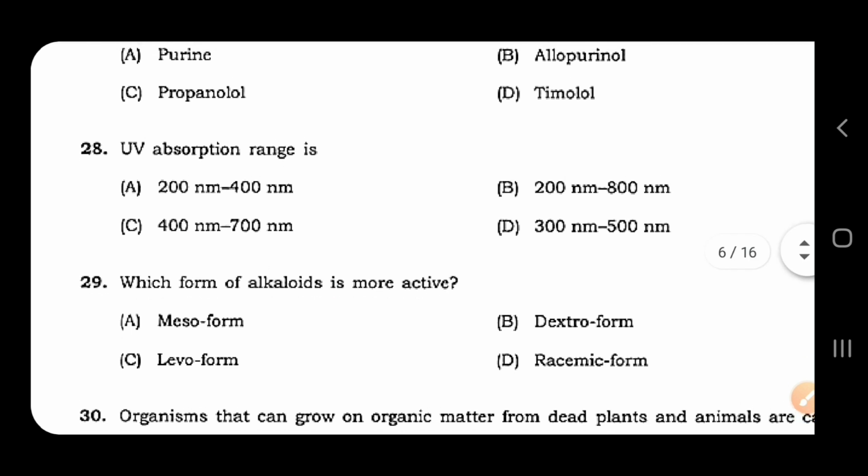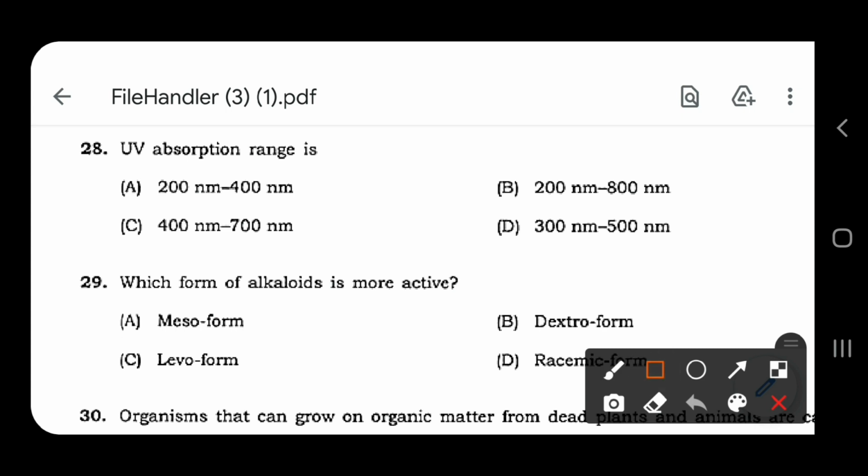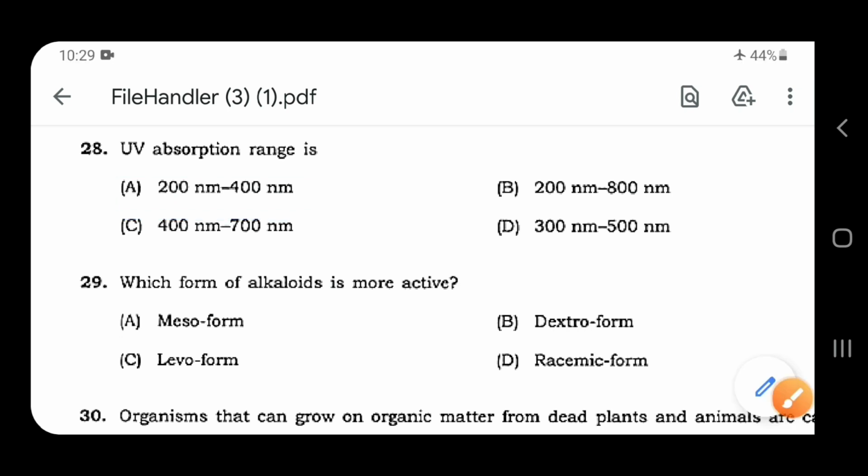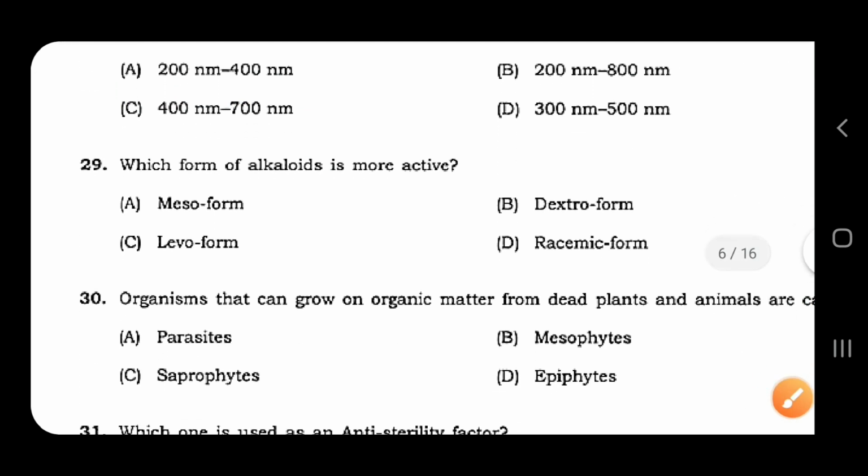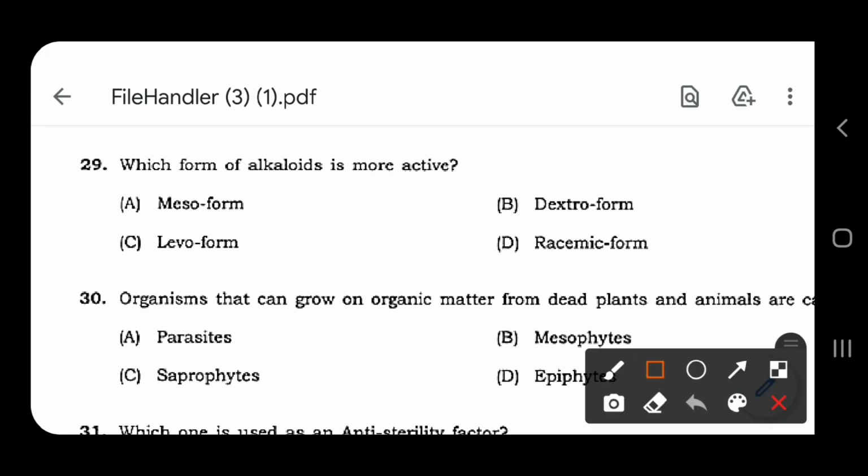But the visible region is 400 to 800 nanometer. When they are used in combination, that is UV-visible, then the range will be 200 to 800 nanometer. For this question, the appropriate answer will be A, 200 to 400 nanometer. Next is question number 29. Which form of alkaloids is more active? Mesoform, dextroform, levoform, racemic form. The correct answer is levoform.